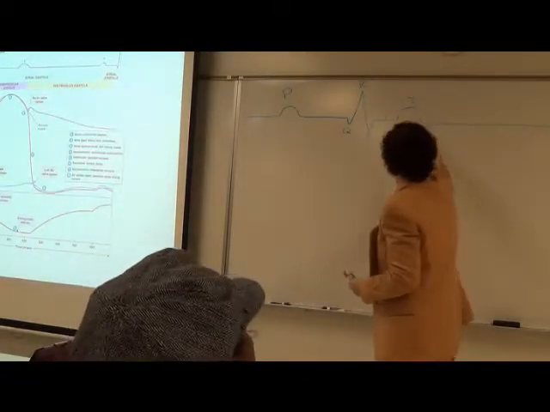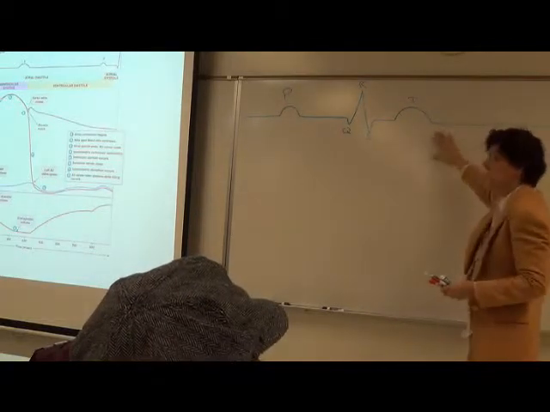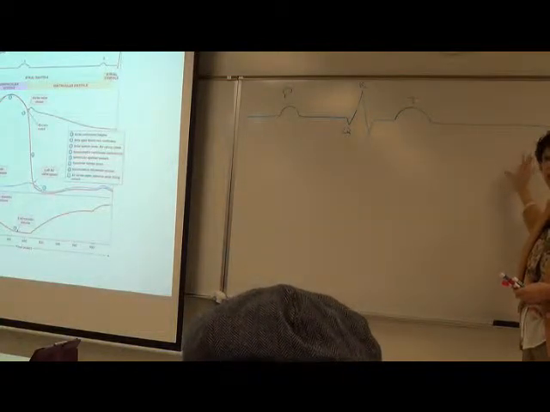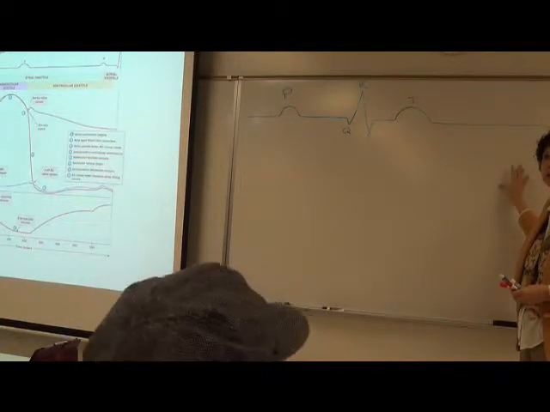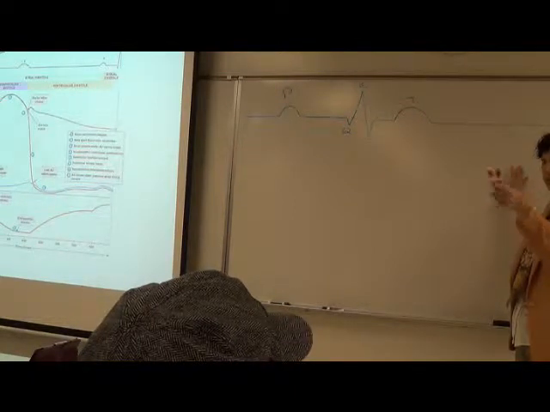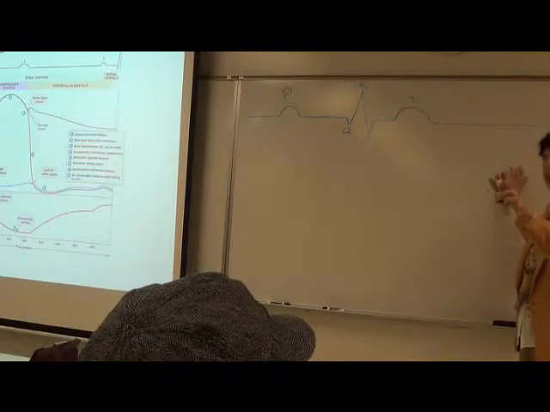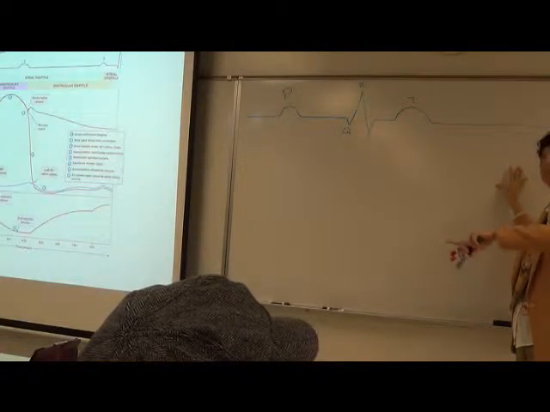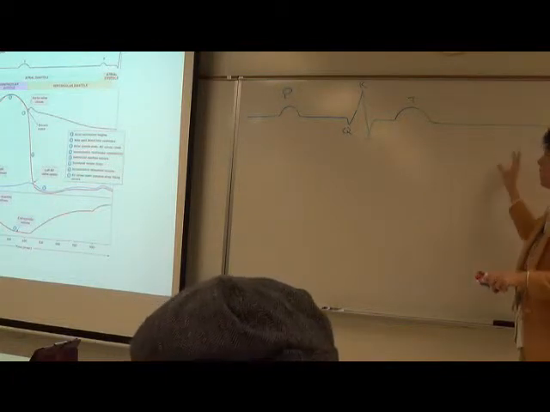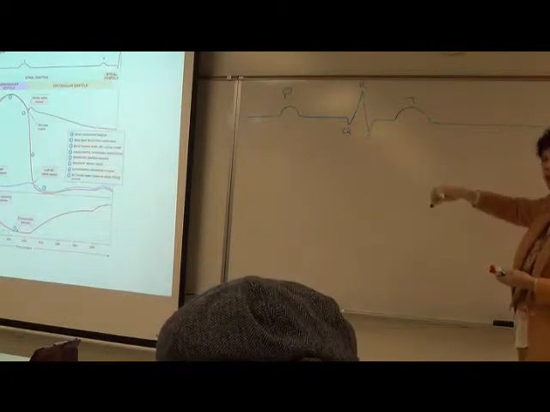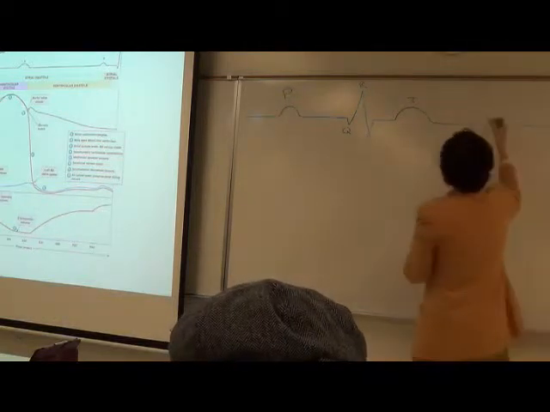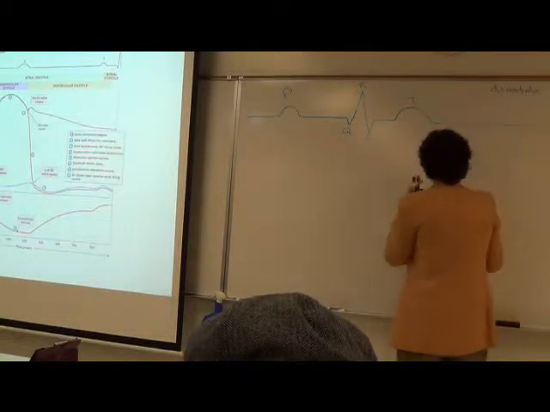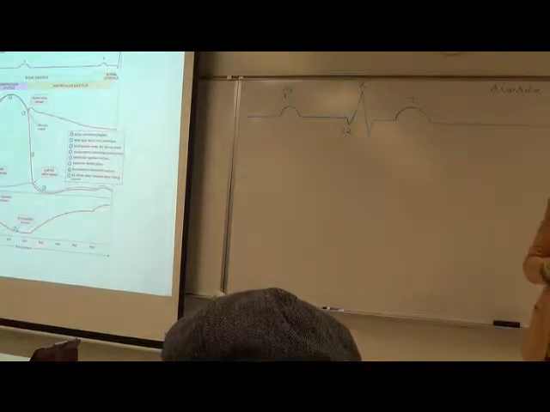So this flat line between the T wave and the P wave represents a period of time when both the atria and the ventricles are at rest. Anybody know what we call that rest period? Well, for heart contraction or relaxation, we use the term systole for contraction and diastole for relaxation. So during this interval, both the atria and the ventricles are relaxed. So the heart is in diastole. And the AV valves are open.